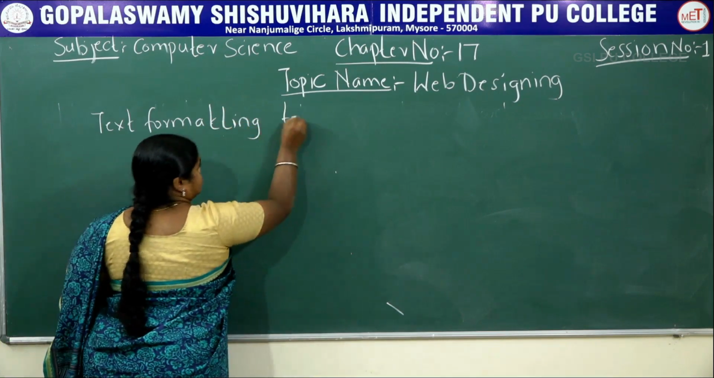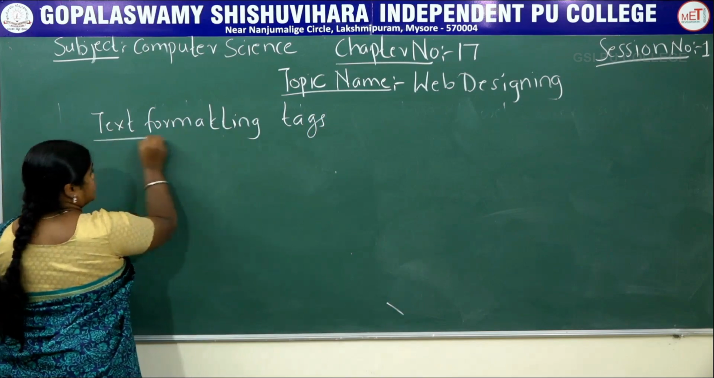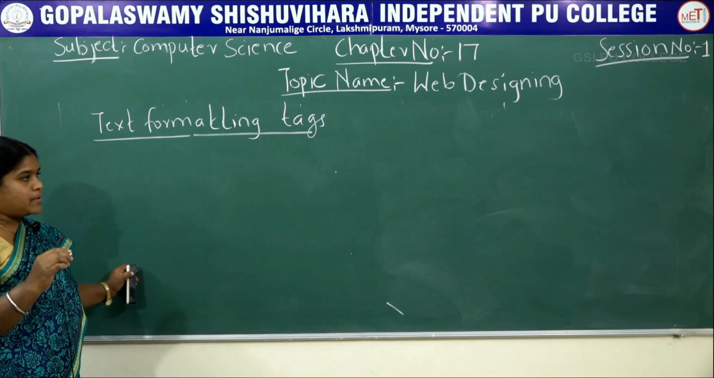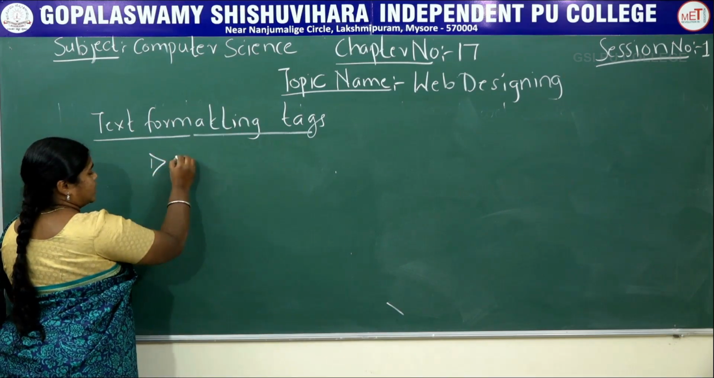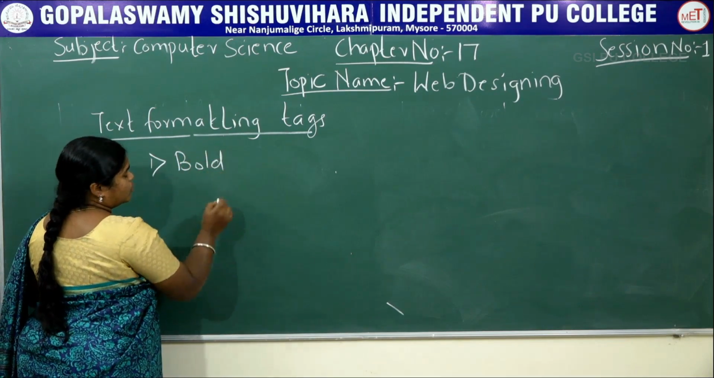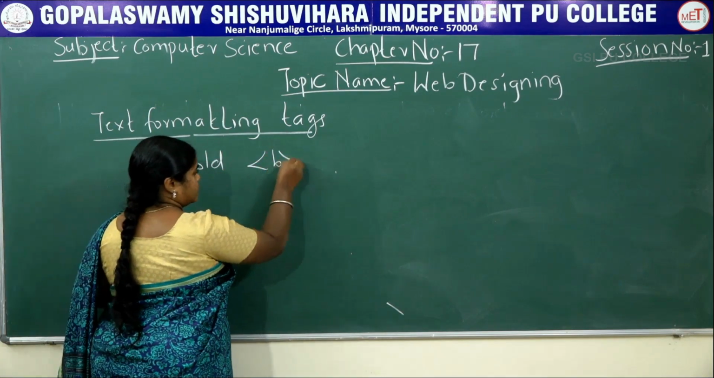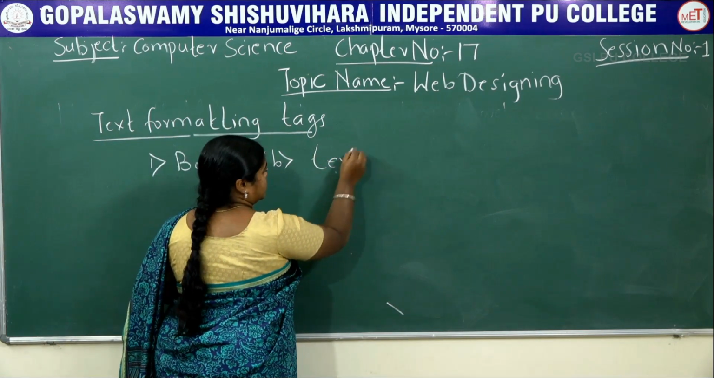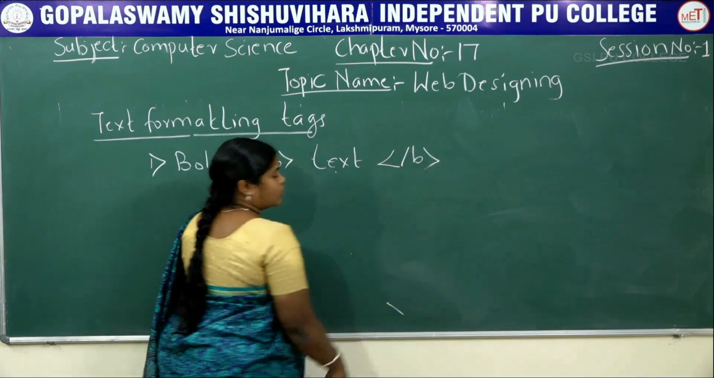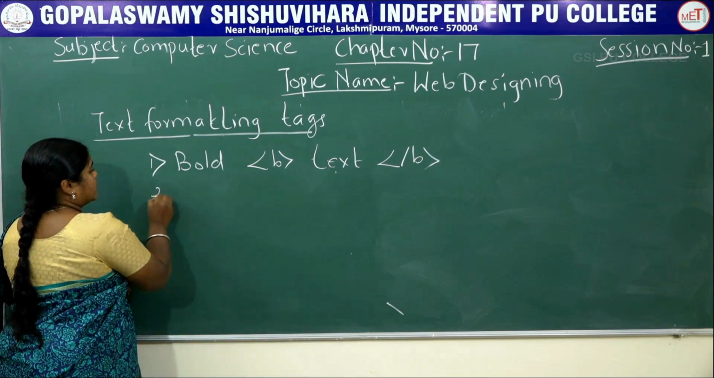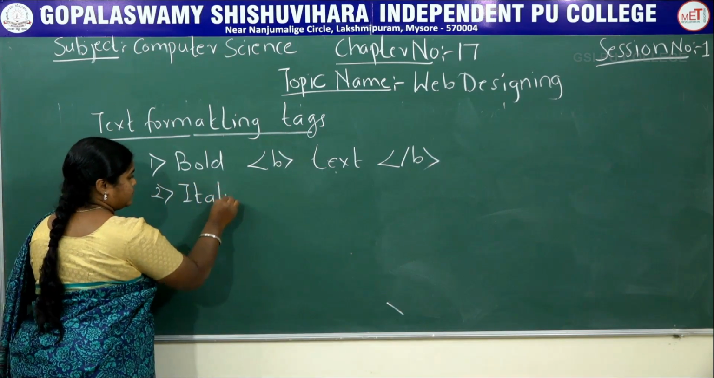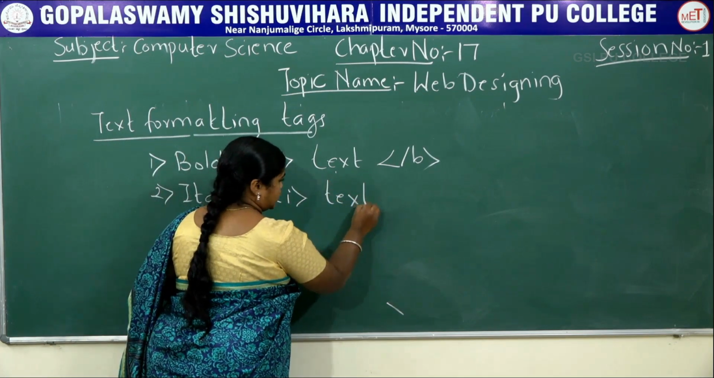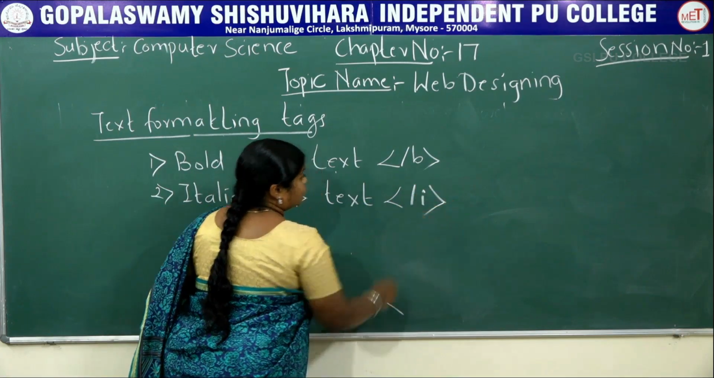So why is it called text formatting tags? Because these tags are used to format the text before displaying it on a web page. The first one we are going to study is bold. So for bold we are going to use the tag B. So this is the tag for bold. We are going to mention some text within that particular tag and then we are going to close that particular tag. So the next one will be italic. So for italic we use the tag I. We are going to specify some text in that and then we are going to close that tag.